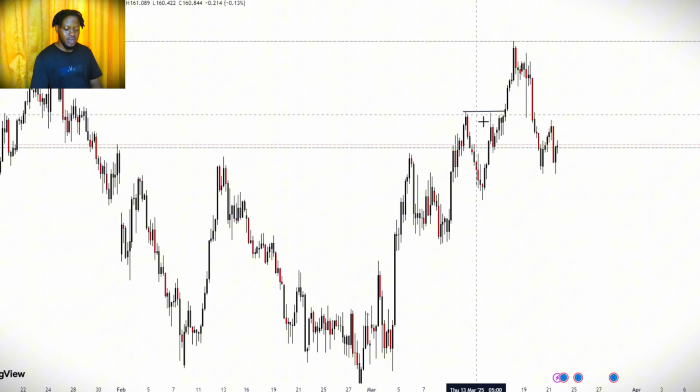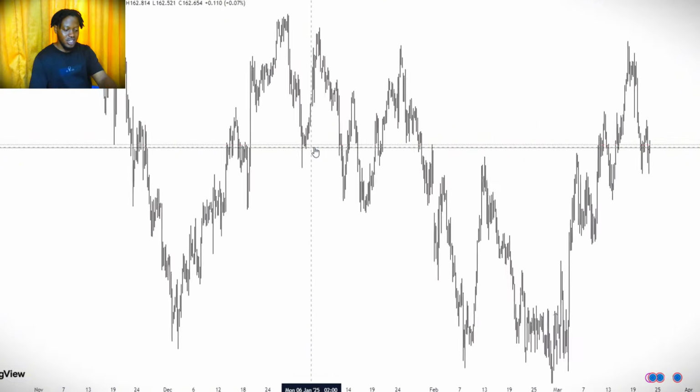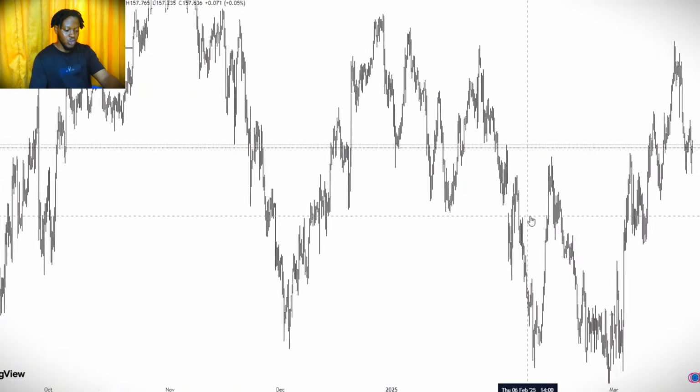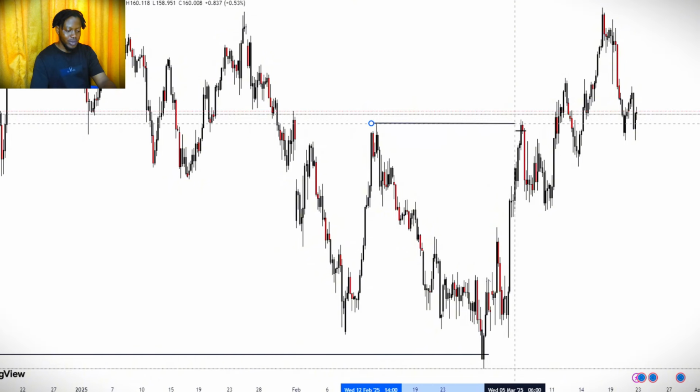Remember, this trade has already played out. I'm just showing you how I do my counter trading. So clearly, as you can see, price was coming down to sweep that liquidity that I talked about, and now price gave us a shift of structure after sweeping liquidity, right at this point.